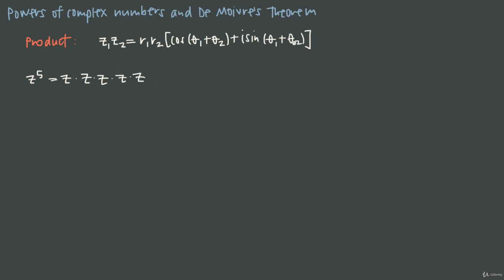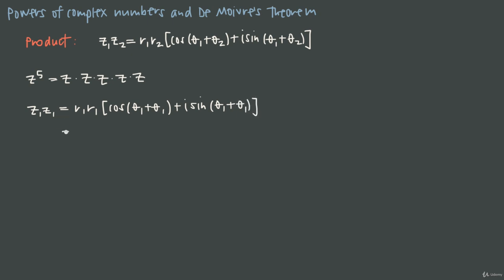Well, the cool thing is we can just adapt the product formula. So let's start with this formula and instead pretend that we're multiplying z sub 1 by z sub 1. Well, in that case, on the left-hand side here, instead of z1, z2, we'll get z1, z1 is equal to, and then instead of r sub 1, r sub 2, we'll get r sub 1 times r sub 1. And then instead of theta sub 1 and theta sub 2, we'll have theta sub 1 for both. So we'll get cosine of theta sub 1 plus theta sub 1 plus I sine of theta sub 1 plus theta sub 1.